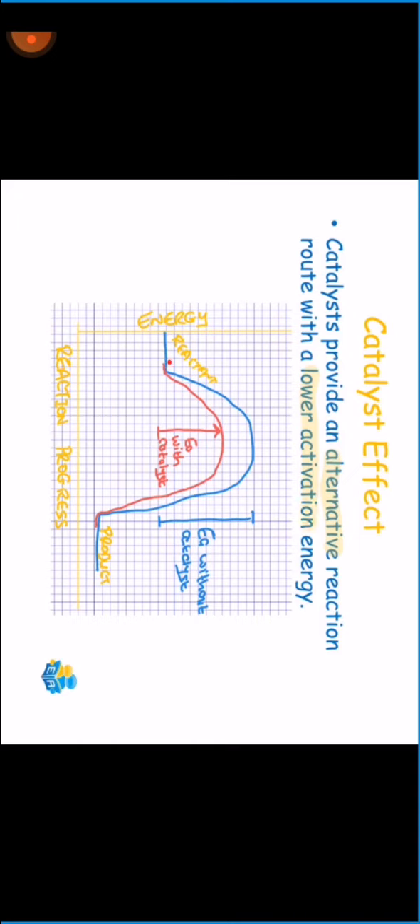As we can see here, our blue line is our reaction without the catalyst, and it has a large activation energy. But when a catalyst is added, we have this red graph here, and we can see that the activation energy when the catalyst is used is much lower, which verifies that catalysts provide an alternative reaction route with a lower activation energy. That's it for this video.